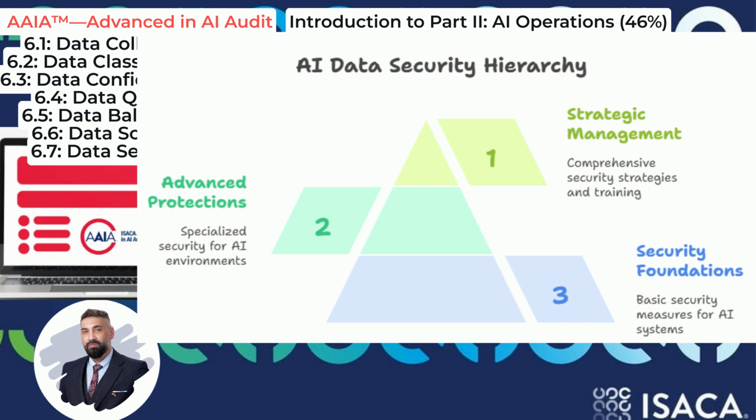Robust monitoring, logging, and alerting. Implement comprehensive security monitoring using tools like security information and event management, SIEM systems, to detect and respond to threats promptly. The classic CIA triad, confidentiality, integrity, availability, remains foundational in AI data security. Confidentiality, ensuring data is accessible only to authorized individuals. Integrity, ensuring data and models are accurate, complete, and have not been improperly modified. Availability, ensuring that AI systems and their data are accessible and usable when needed by authorized users.